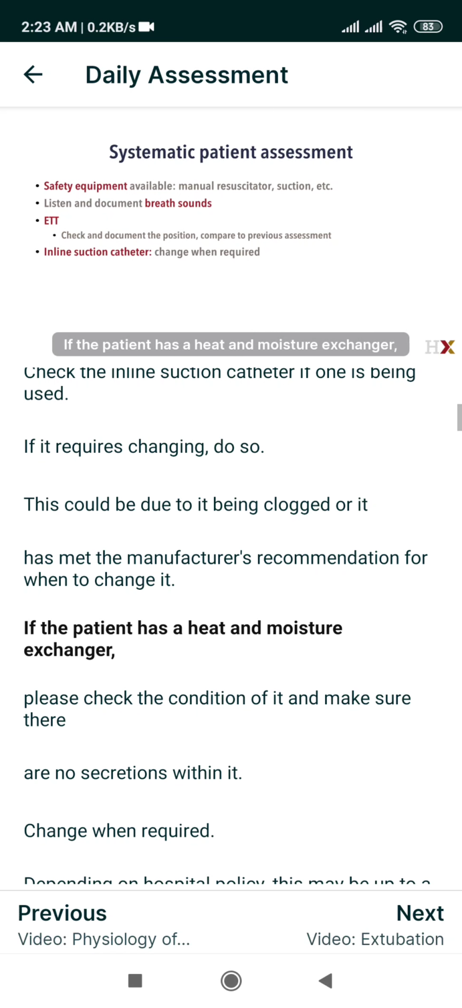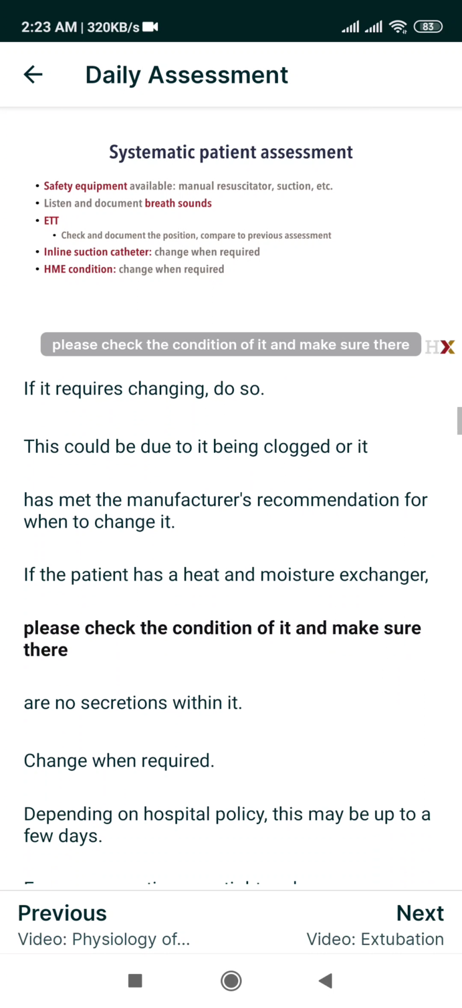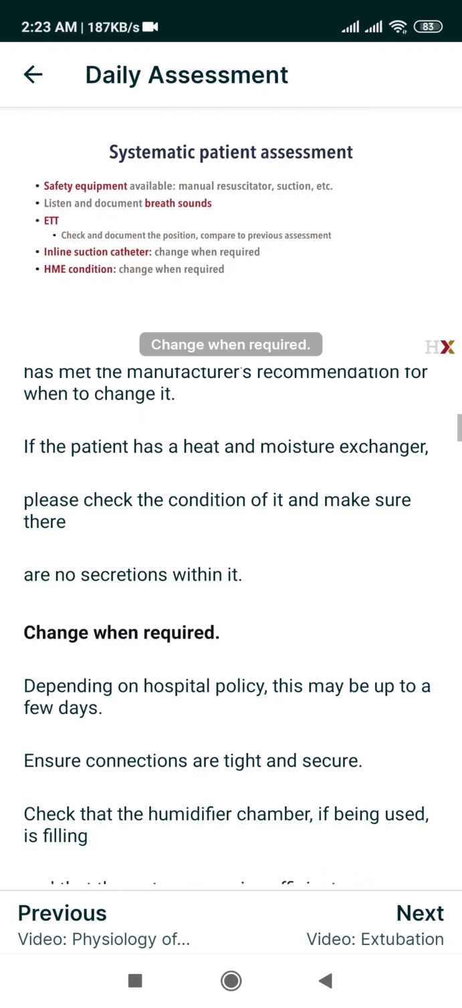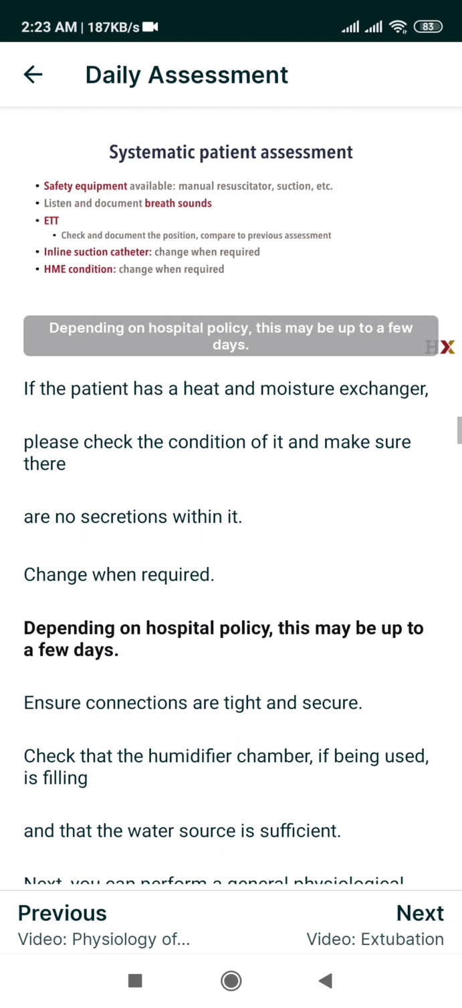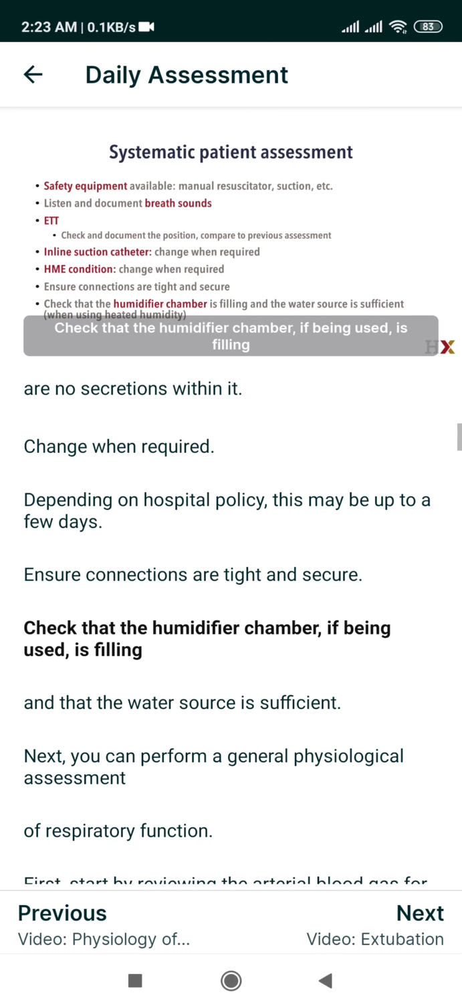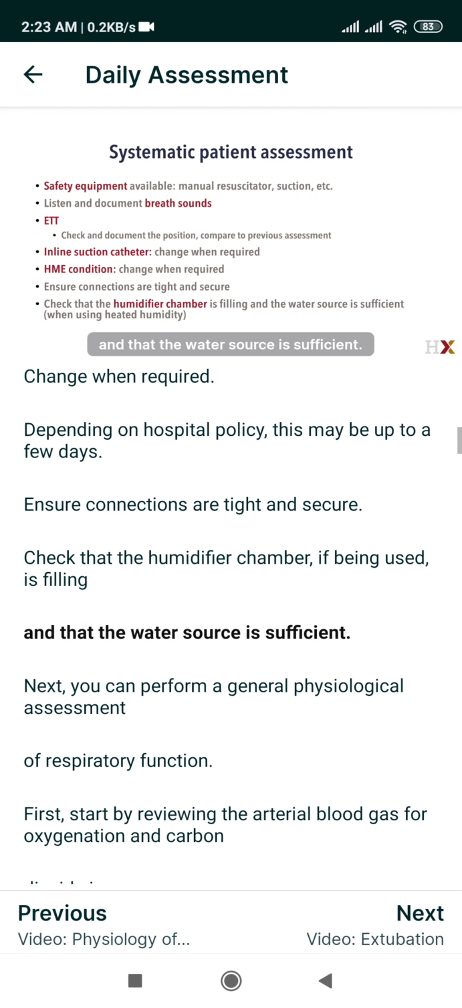If the patient has a heat-moisture exchanger, please check the condition of it and make sure there are no secretions within it. Change when required. Depending on hospital policy, this may be up to a few days. Ensure connections are tight and secure. Check that the humidifier chamber, if being used, is filling and that the water source is sufficient.